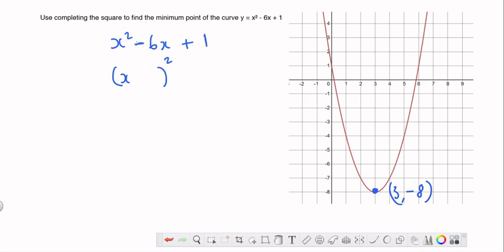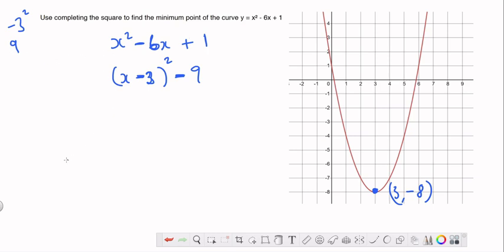Now looking at the middle number, that one there, half of the -6, half of -6 is -3. So that's the second step. So then what do I do with this -3? Well, I do -3 squared, -3 times -3 is 9. So I take away that 9. So you can see where that 9 came from.